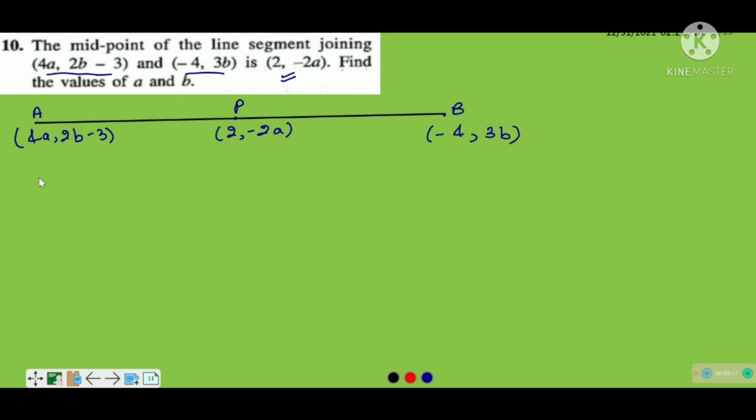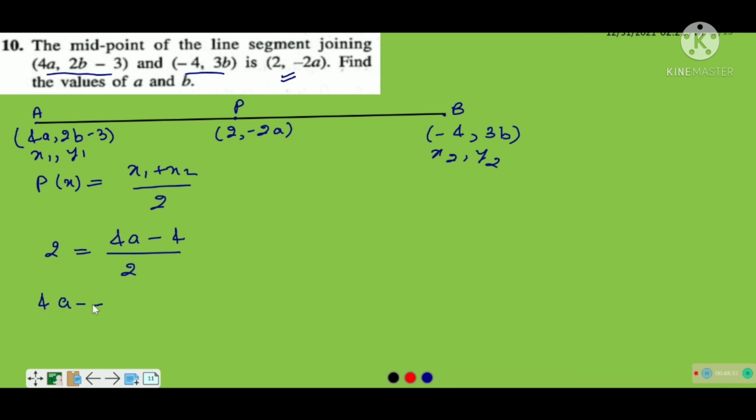We apply the midpoint formula for the x coordinate of P, that is (x1 plus x2) upon 2. This is x1, y1, the first end point, and this is x2, y2, the second end point. The x coordinate of P is 2, the value of x1 is 4a and x2 is minus 4. The value of A is 2.